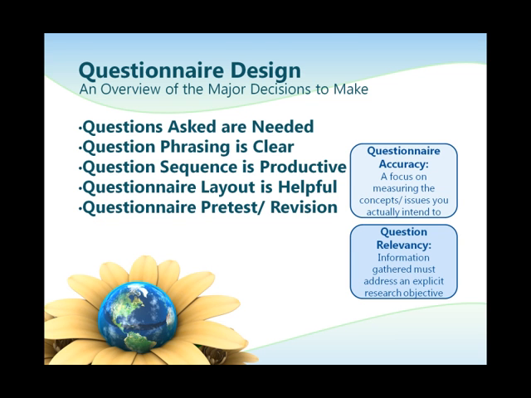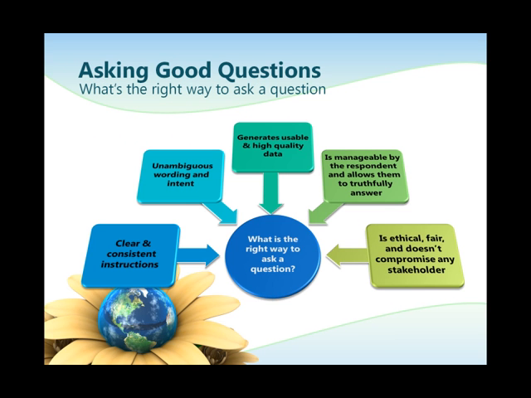So what a lot of this will come down to is asking good questions. These are really the 5 principal goals you have when you're writing a poll, a single question. So every single question that you ask needs to meet these 5 goals. So what's the right way to ask a question? First, you have to have clear and consistent instructions. Second, each question needs to have unambiguous wording and intent. You don't want to leave it up to the respondent to interpret. That's bad, because for any single thing, there could be 1,000 interpretations.